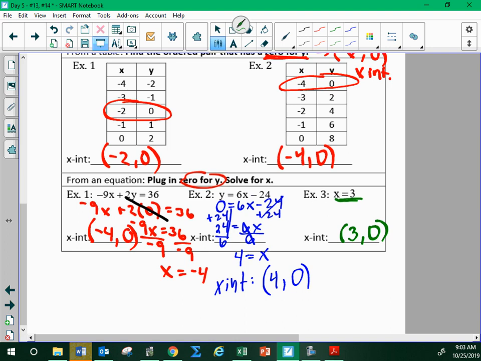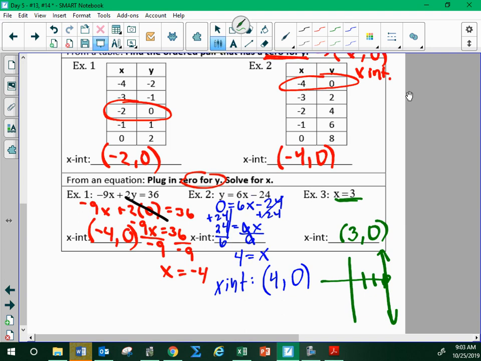Wait, so if x equals 3, that just means that's it. Yeah, put it in the ordered pair. What this represents, Eric, is this is a graph of the vertical line x equals 3. And so my x-intercept is this dot right here, which is 3. Okay. Questions with that? So that's x-intercept. Okay, let's go to the right side of our paper now.